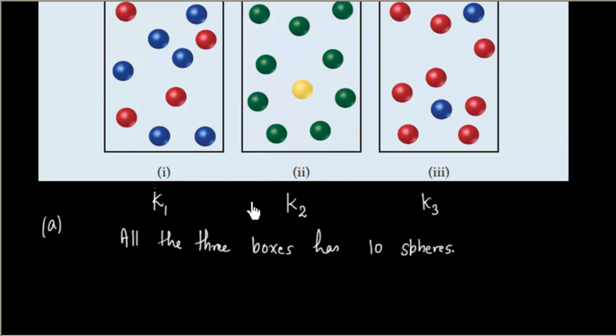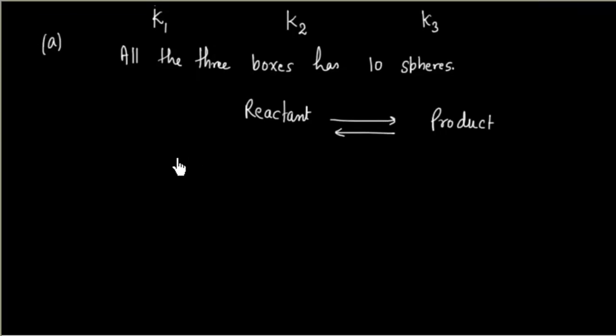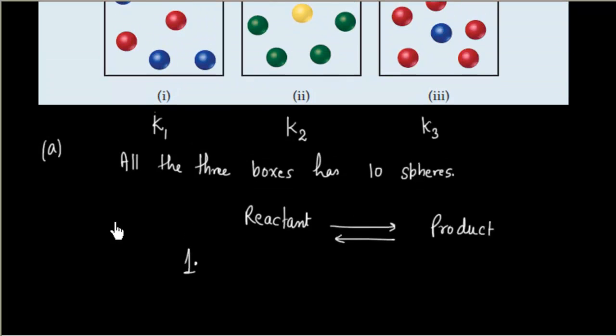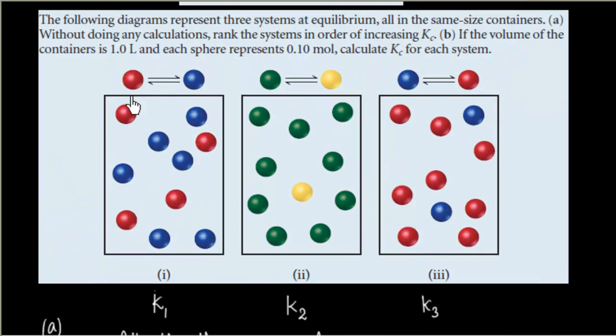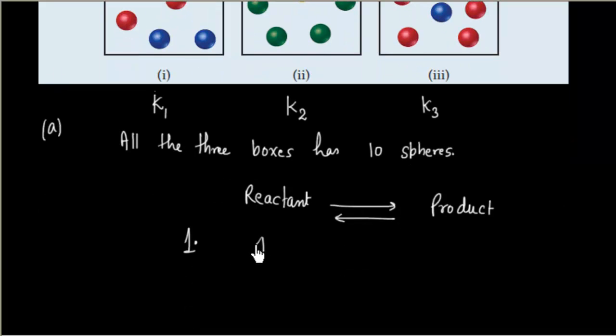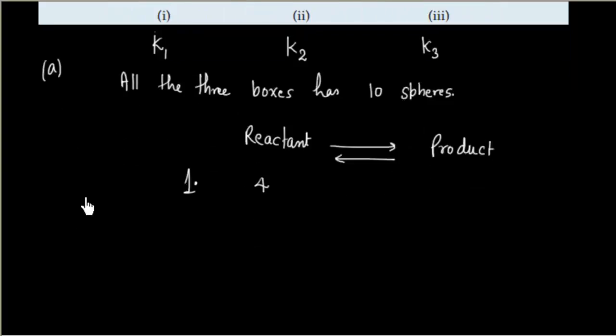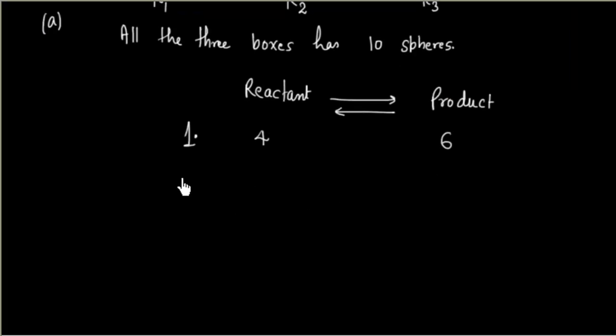Now what is happening in all cases? Basically all are equilibrium situations, so we have reactant, and this is going into product. Let us discuss reaction number 1. In reaction 1, the red one is reactant. So 1, 2, 3, 4: we have 4 spheres of reactant. And we have 1, 2, 3, 4, 5, 6 blue spheres, and blue is the product. So we have 6 spheres as product.